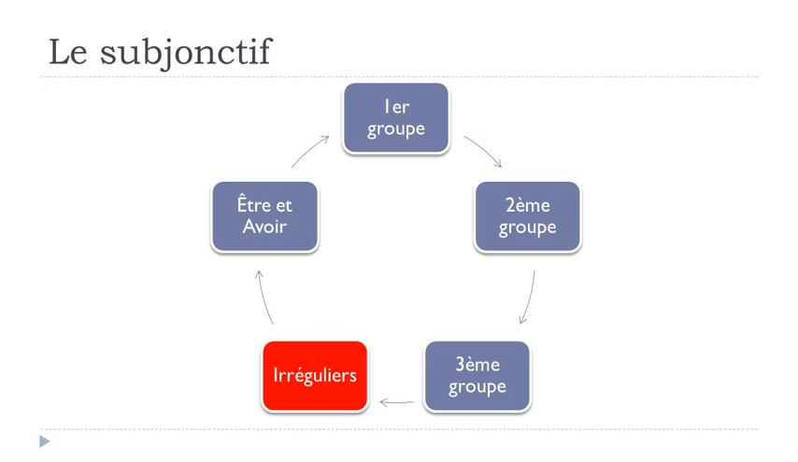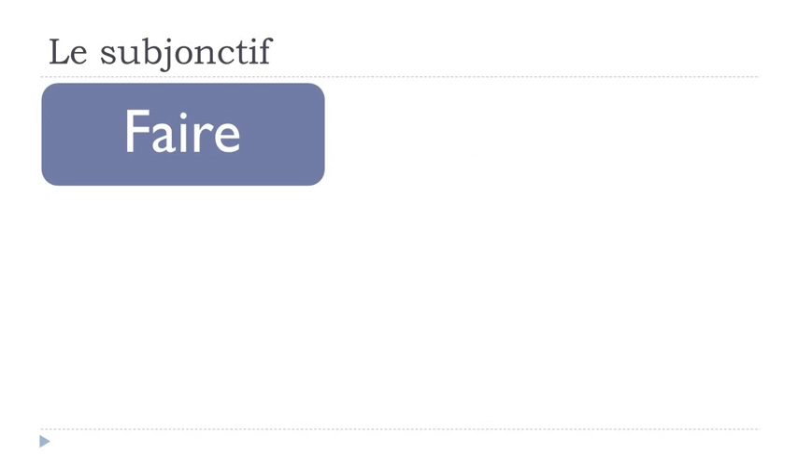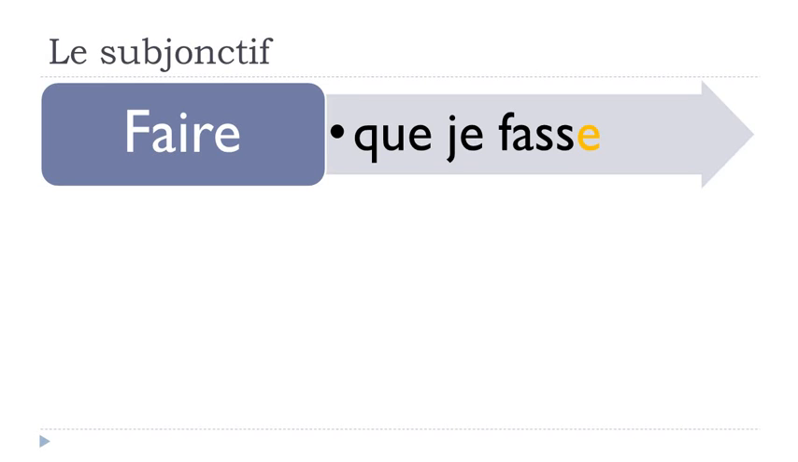Okay, but then of course we've got some irregular verbs because we're talking about the French language. So let's start now. The verb faire, to do, will become que je fasse. Here you've got the ending, and it does mean that this first part will stay the same. You just need to change the endings: que tu fasses, qu'il fasse, etc.